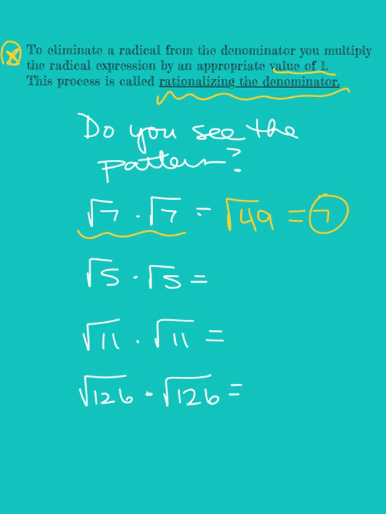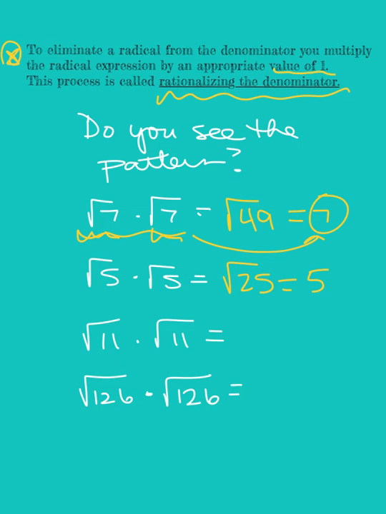Square root of 5 times the square root of 5 gives me the square root of 25, which is 5. Now again, are you starting to see the pattern? Anytime I multiply a radical by itself, in the end, I'm just going to get that number without a radical sign.